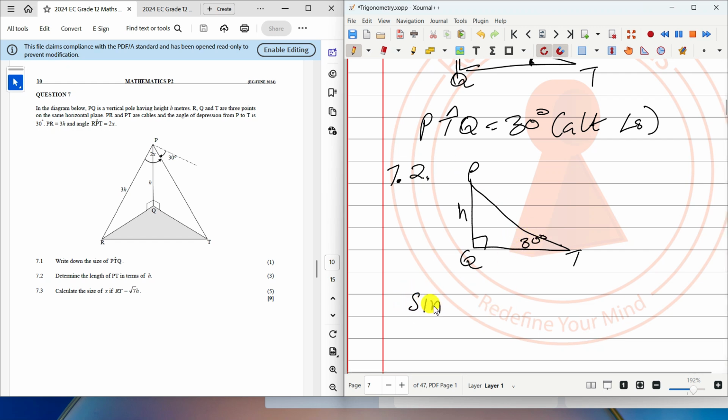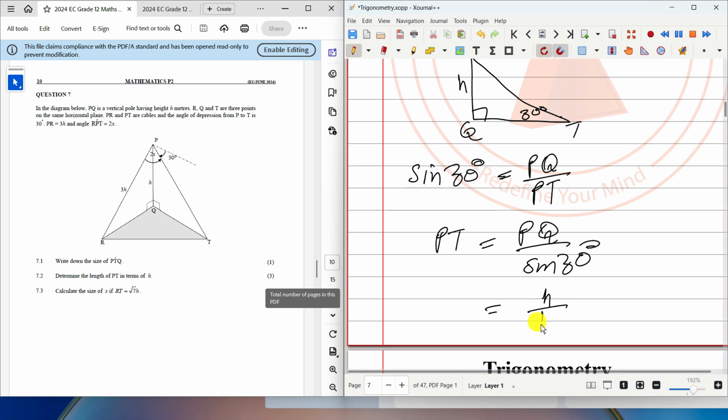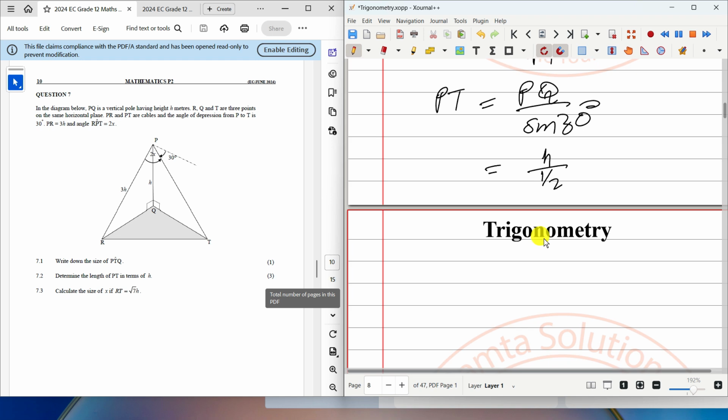So I have to use sine. So sine 30 degrees is equal to PQ over PT. Now, to make it easy, PT is equal to PQ over sine 30 degrees. What is PQ? PQ is h. What is sine 30? It's half. Therefore, our answer is 2h. That is PT in terms of h. Easy peasy, huh?